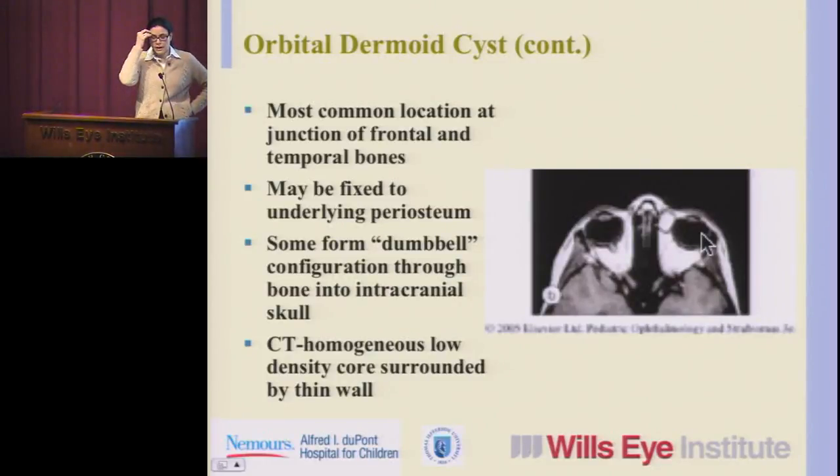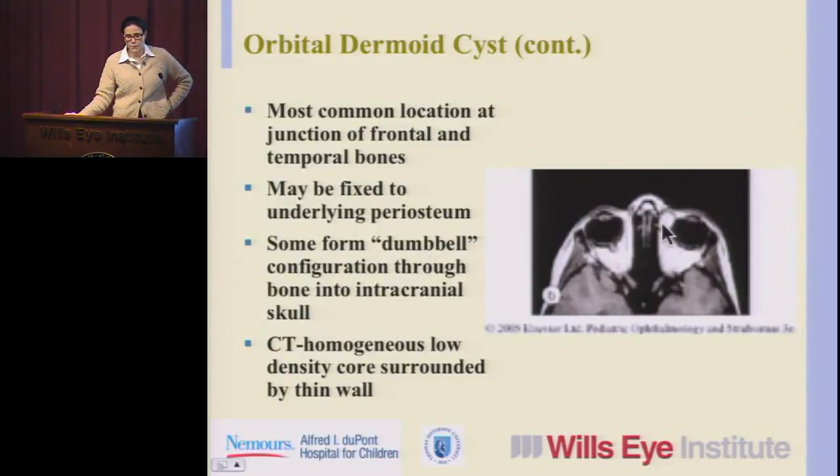But as long as I can get my hands around it and it's freely mobile, I don't send them for imaging. If it's fixed, or I feel like I can't get my fingers all the way around it and I'm worried that there could be tracking back further into the orbit, then I have to send them for imaging, because we need to know how far it extends. That's these dumbbell configurations that you can get. And again, on CT, you see these homogeneous low-density cores surrounded by a thin wall. I will say my preference, if I am getting imaging, is I send them for MRI. I don't send them for a CT, and so we avoid the risk of radiation as well.